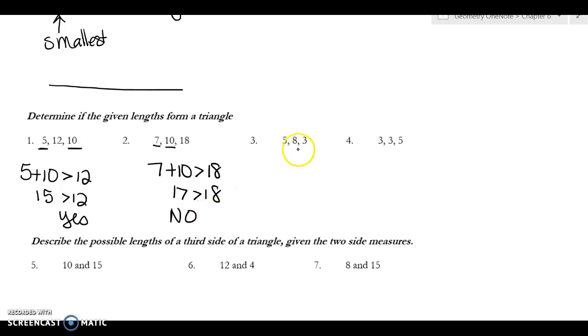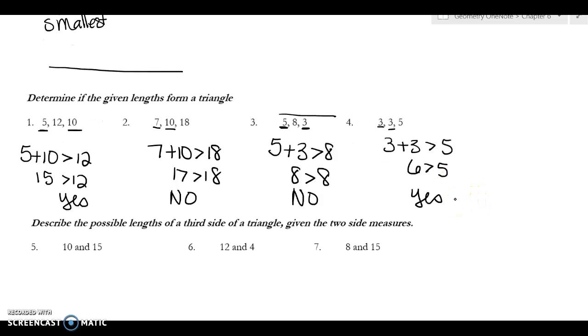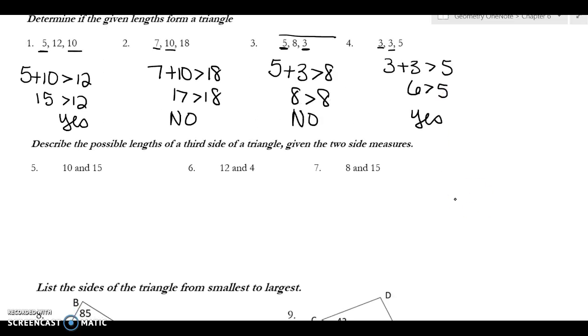These would not connect. Number 3, 5 plus 3, well, I have 8, but that would be just a straight line. They wouldn't peak and go up, so this is also a no. And then the last one, 3 plus 3, well, that's 6, and yes, 6 is greater than 5, so that's a yes. For the next problems, it's a little more confusing because we need to find the third possible side.